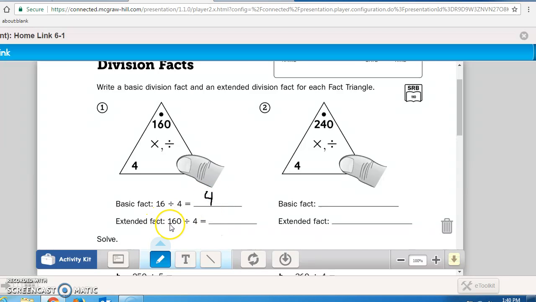Now the extended fact is asking you 160 divided by 4. Well, 16 divided by 4 is 4. And 0 divided by 4 is 0. Remember, I can always check: 4 times 4 is 16, and I have 1 0 that I need to carry to that answer. So I know that I did it correctly.